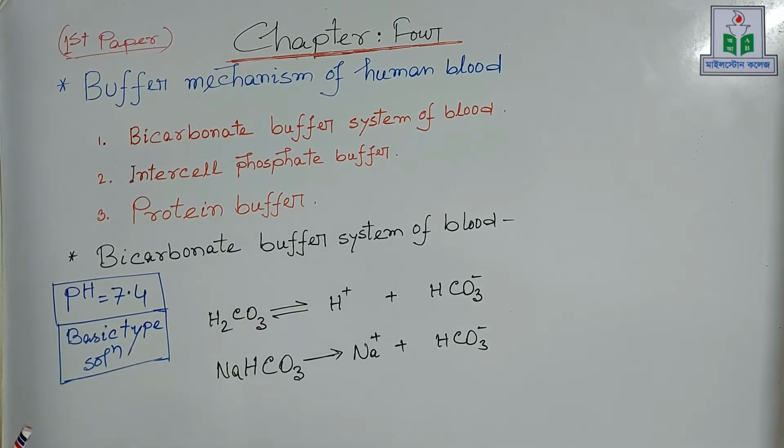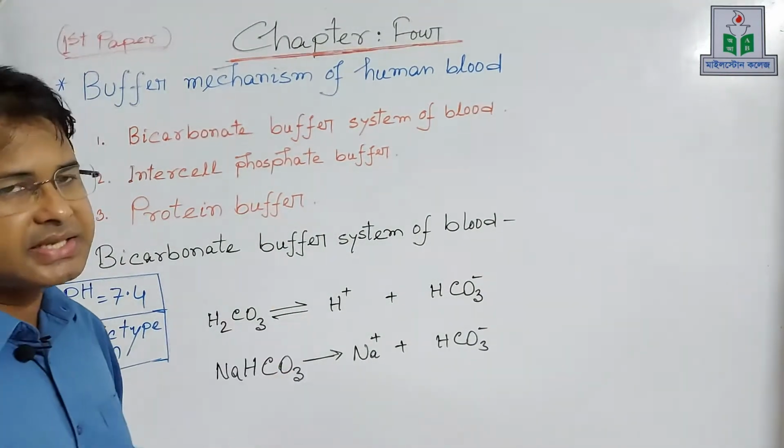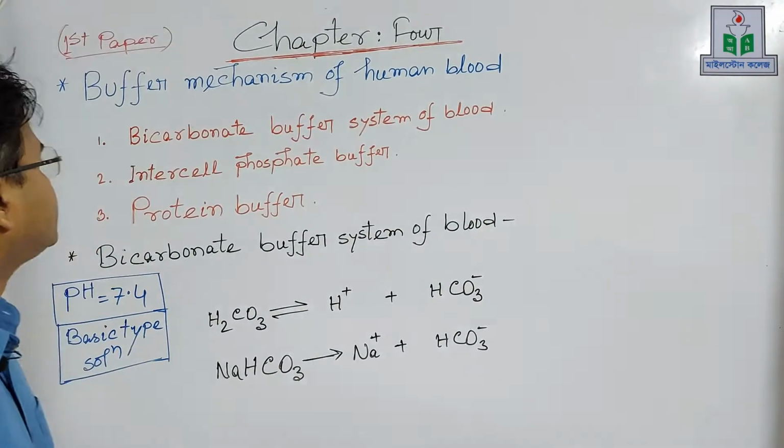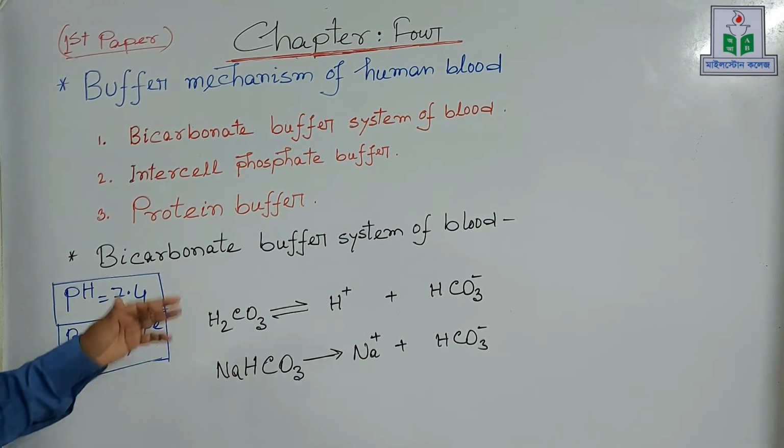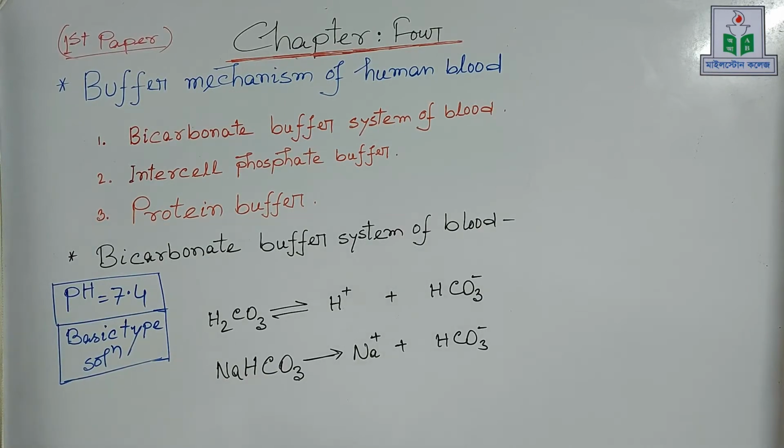Okay, dear students, let's come to the point. There are mainly three types of buffer system in human blood. One is the bicarbonate buffer system, second is the intercellular phosphate buffer system, and third is the protein buffer system. In our intermediate syllabus, there is only the bicarbonate buffer system of blood. That's why I would like to discuss now the mechanism of the bicarbonate buffer system.